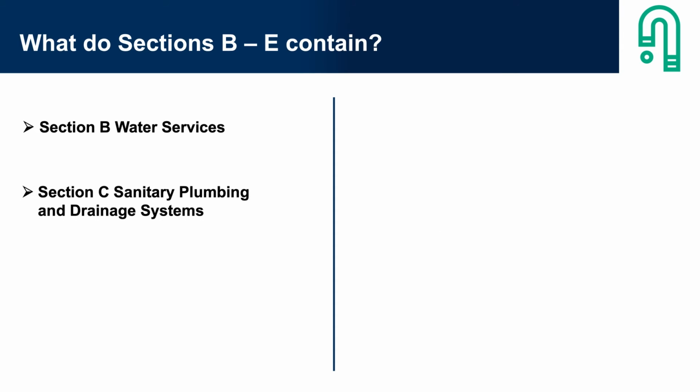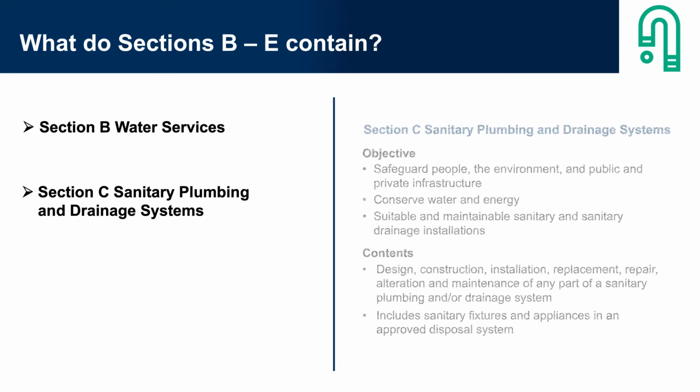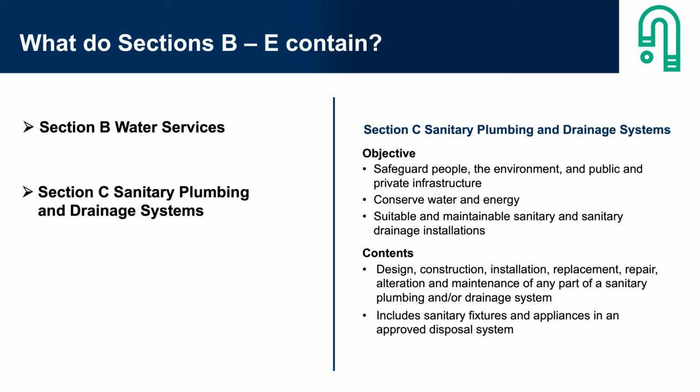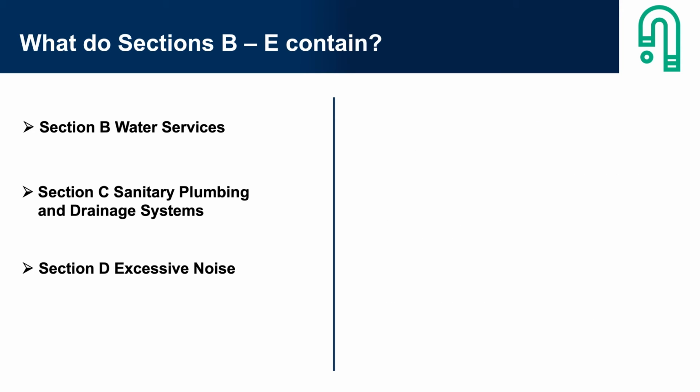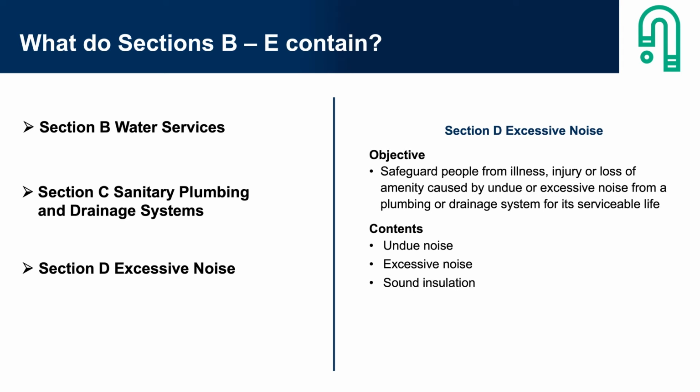Section C, Sanitary plumbing and draining systems. Requirements for adequate disposal systems covering plumbing and drainage. Section D, Excessive noise. Many people live in urban environments and therefore in close proximity to others, so excessive noise can be an important issue for occupants of buildings. For example, when people live in apartments, the noise from one apartment's bathroom plumbing or drainage system may penetrate another apartment, disturbing the other residents' ability to go about their usual activities.